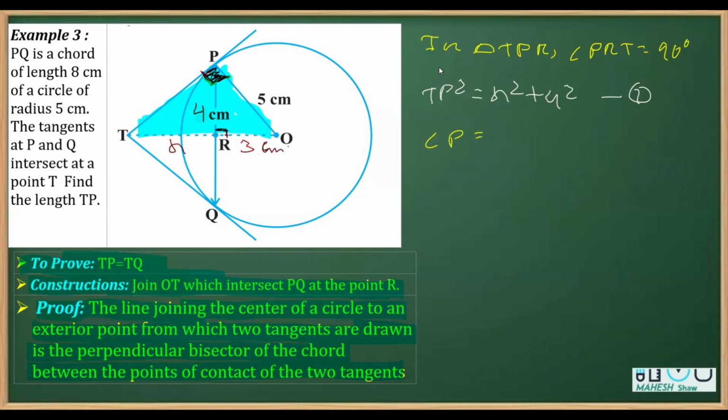Angle P is equal to 90 degrees. And the reason for this is that the radius is perpendicular to the tangent at the point of contact, that you may write. So here also I can apply Pythagoras theorem.